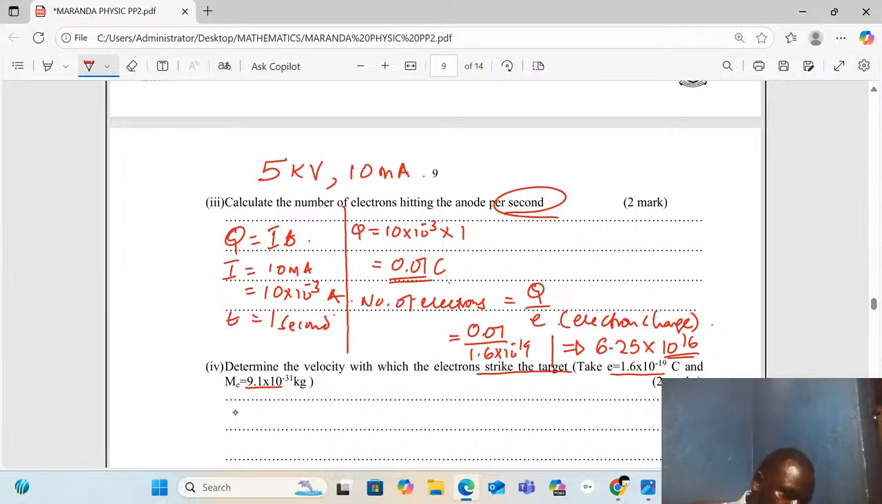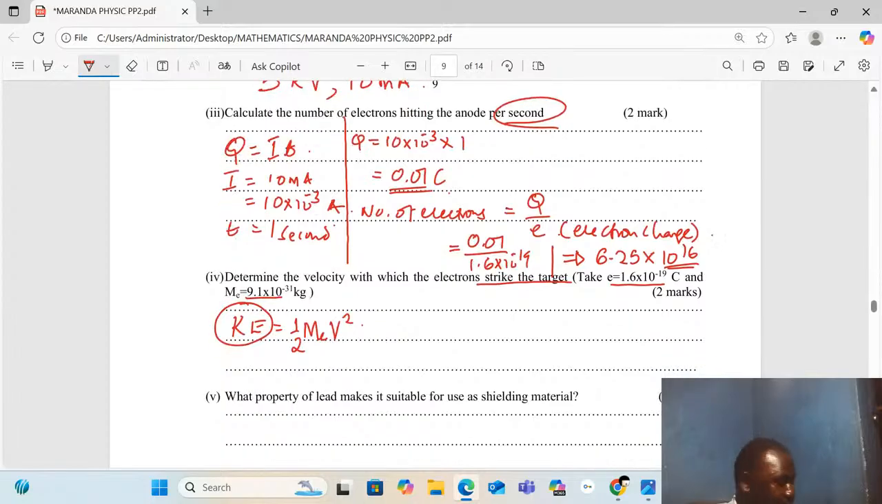We know that kinetic energy is given by half the mass of the electron times velocity squared. We still have another method of getting kinetic energy, where we say it is given in electron volts. So we can say eV is the same as half mv squared. We have the electron charge. Do we have the voltage, or the potential difference? Yes.